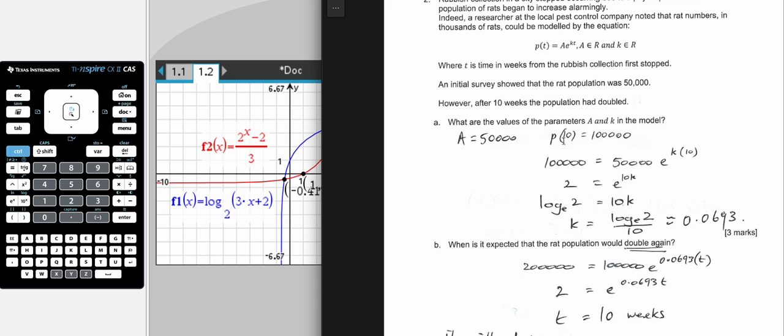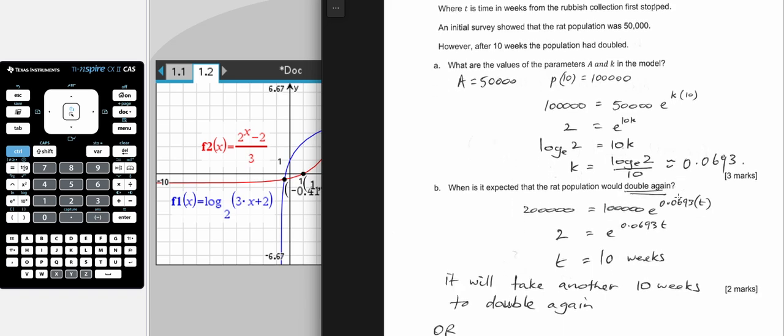These are the values that you need to substitute in to work out what K is, or what the constant is. If you divide 100,000 by 50,000, you get 2. Then you turn it into a log. Then you've got K equals log e 2 divided by 10. And then you can put it into decimal values. Now we know what K is.